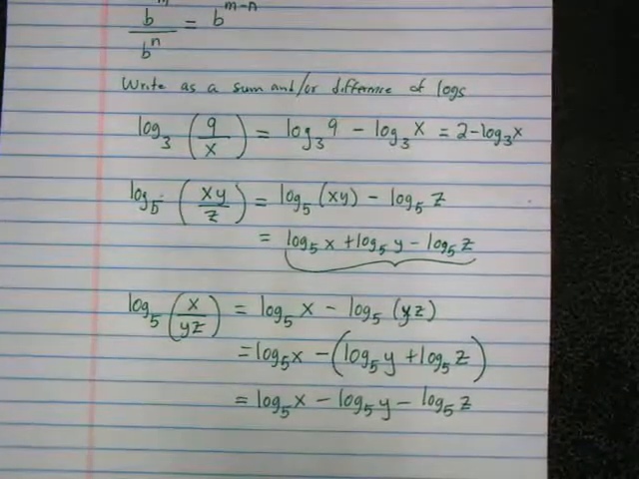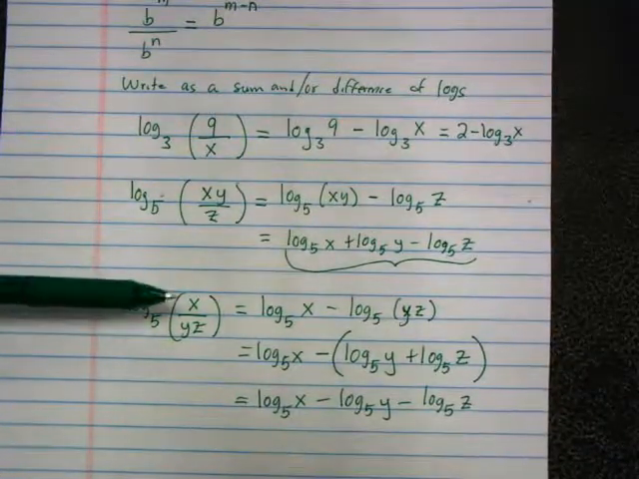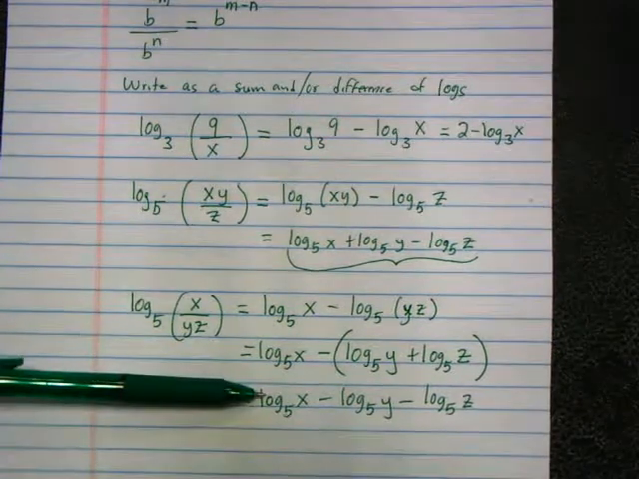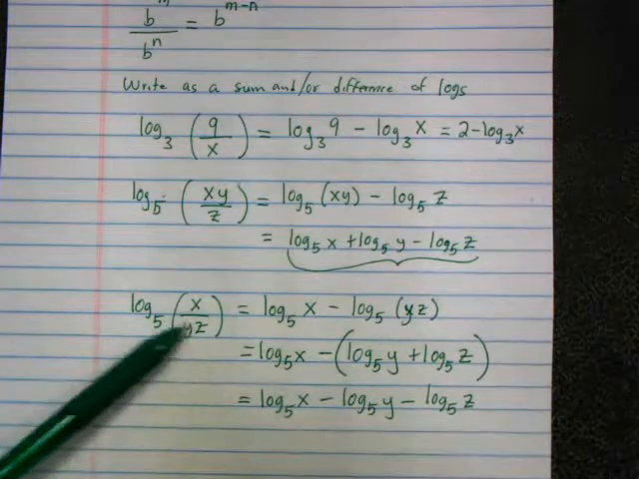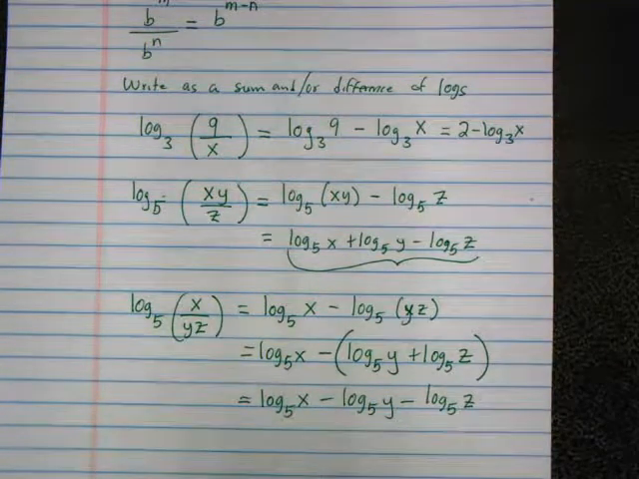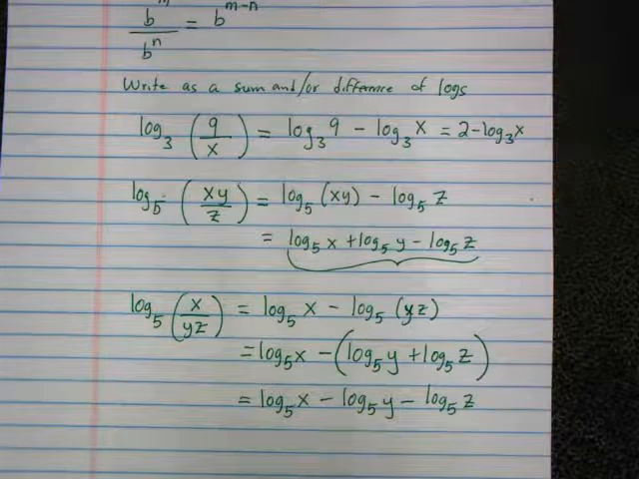So notice it's really pretty simple. Everything that was on top has a positive in front of it. The things that were on bottom have negatives in front of them. So things on top get positives, things on bottom get negatives. Is that a rule? Sounds like a rule. And it's kind of the same rule, isn't it?